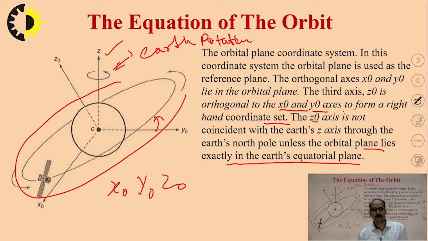Here you can understand one point: as this satellite orbit has an angle with the equator of the earth, the rotation axis of this orbital plane is z0, which does not coincide with z. It will coincide only in one condition, when the orbital plane is the same as the equatorial plane. Then both rotation axes will be the same, z0 is equal to z.